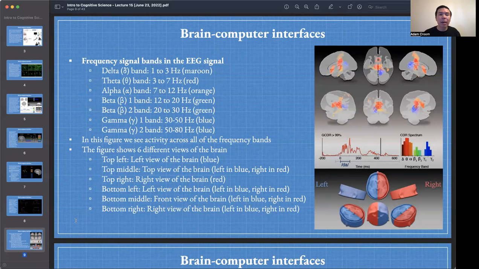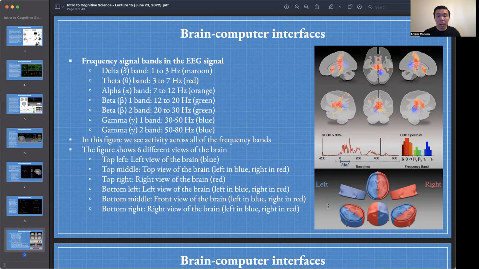All right, now let's look at the different frequency signal bands in the EEG signal. And here I've provided the different frequency bands for you. And this corresponds to activity here in the CDR spectrum, and also here in terms of activity in the brain. Okay, so in this figure, we see activity across all of the frequency bands. Here, this is delta. So each band has 2 bars. Okay, so this is the delta band here. This is the theta band here. This is the alpha band here. This is the beta 1 band. This is the beta 2 band, the gamma 1 band, and the gamma 2 band.